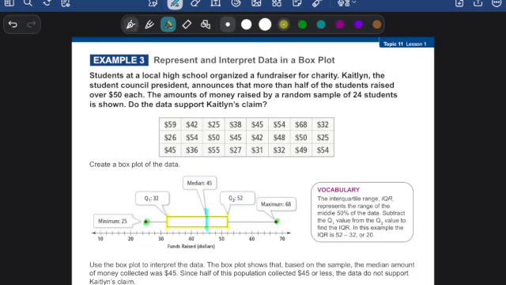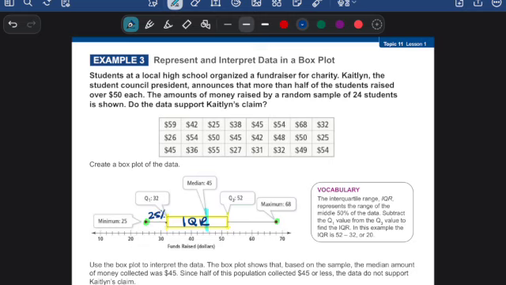That is called the interquartile range, or IQR. It's the interquartile, meaning the middle quartiles. Why do we say quartile? Well, quartile sounds like quarter. Each of these sections represents 25% of the data.